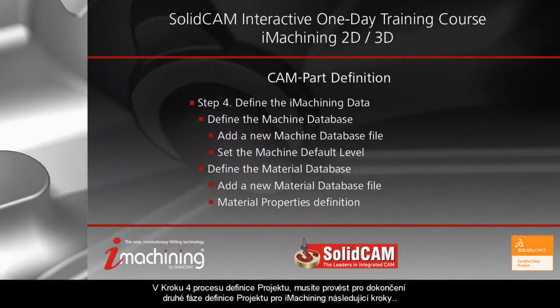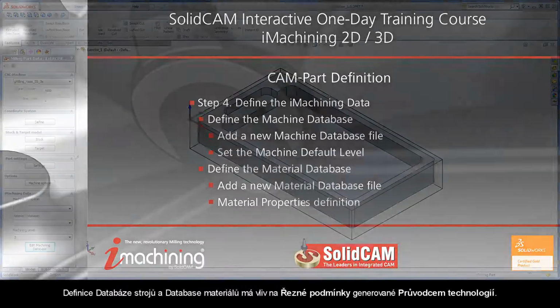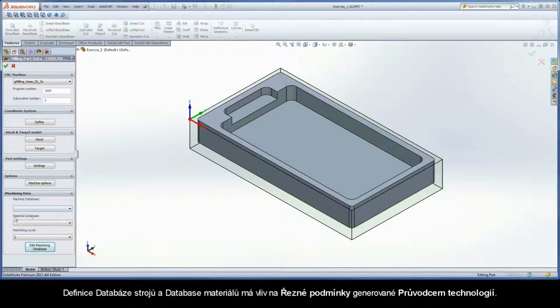In Step 4 of the CAM part definition process, the following actions have to be implemented to complete the second stage of defining the CAM part for iMachining. The procedures for completing this step include defining the machine and material parameters for the iMachining database. This is a necessary step when milling with iMachining. The machine database and material database definitions will affect the cutting conditions generated by the technology wizard.